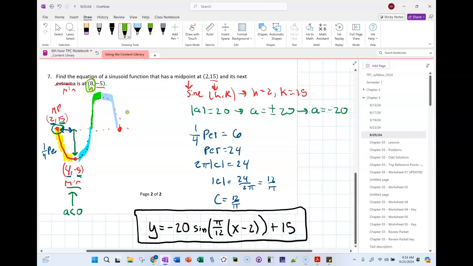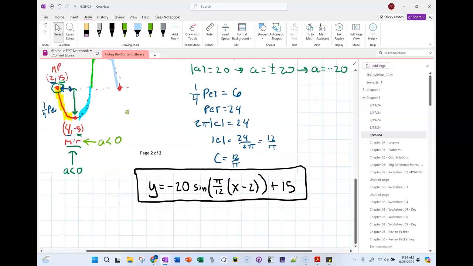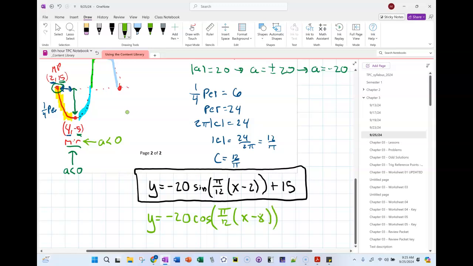h, and I'd have to check my sign for a, but since I'm using a minimum, the a is still going to be negative. So if I wrote this as a cosine equation, the a was still negative because that point was a minimum. The period will stay the same.